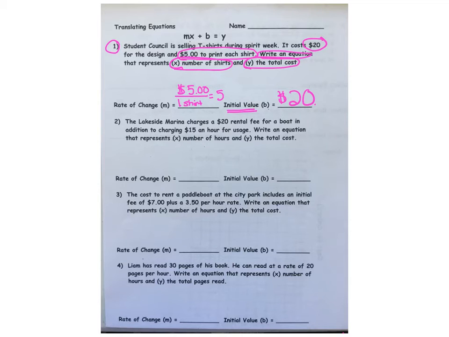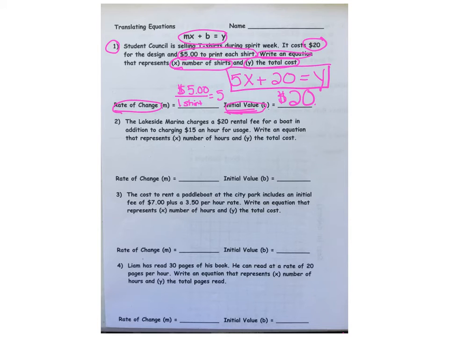So let's put this all together and write an equation. Our rate of change, of course, is our slope, and our initial value, of course, is our y-intercept. So using this format, we would write $5 times every shirt X plus 20 for the design fee equals Y, the total cost.